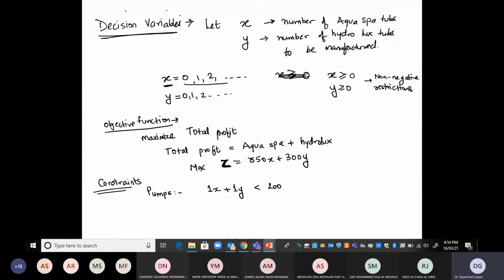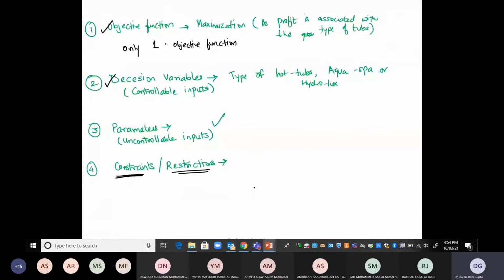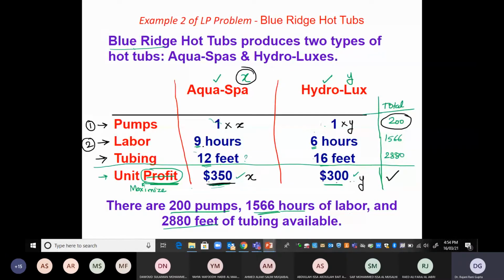It is given that one Aquaspa model requires 9 hours of labor. How many are we planning to make? X. So it will take 9X hours. I hope it is clear why we are multiplying with X. See, for instance, if we are making one Aquaspa tub, it takes 9 hours. How many hours will two Aquaspa tubs take? 9 hours for each, 9 plus 9, that is 18, or 9 multiplied by 2. Similarly, 3 Aquaspa tubs will take 9 times 3. So we are deciding the number as X, so 9 times X.